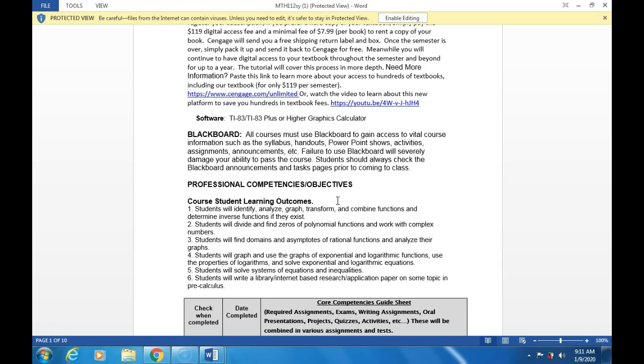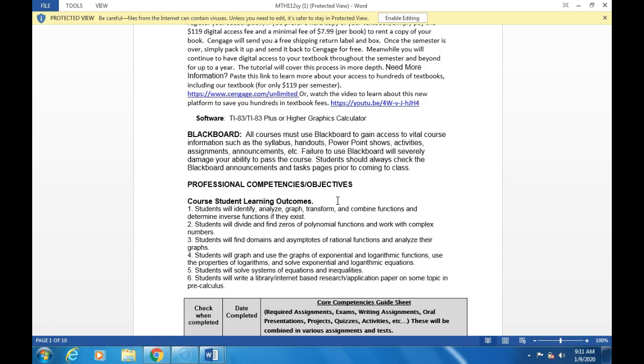Blackboard. All courses must use Blackboard to gain access. I don't like the way they've written this. To vital course information such as the syllabus, handouts, PowerPoint shows, activities, assignments, announcements, so forth. Now, I'm going to show you where that is in Blackboard. That's why I'm teaching for Blackboard today. I don't usually do this. We're looking at the syllabus now. That's in Blackboard. It was hard to get to open, but it was there.